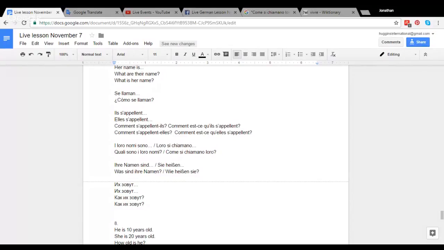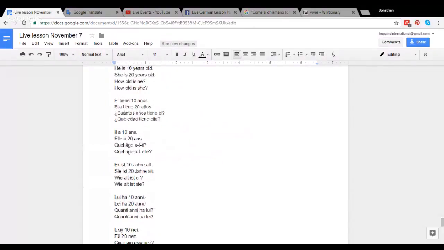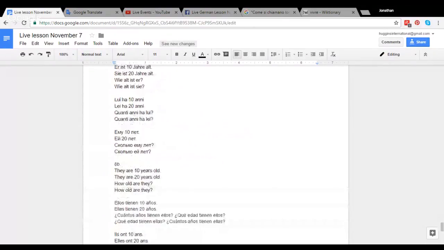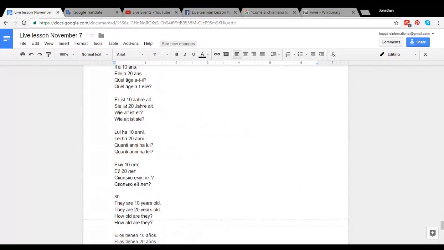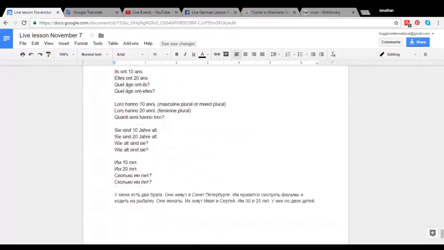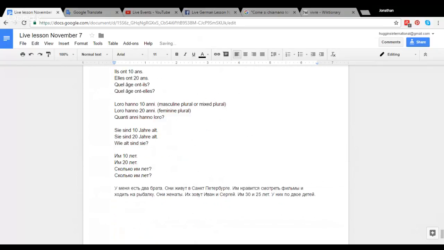So the context will help you determine this, if you're talking about "you formal" or talking about the third person plural of "they." And lastly, about people's ages, we have "wie alt ist" or "wie alt ist sie." And in the plural, we have "sie sind 10 Jahre alt," "sie sind 20 Jahre alt." And again, this question doesn't change, so I will just simplify this, and we'll say "wie alt sind sie" for that.